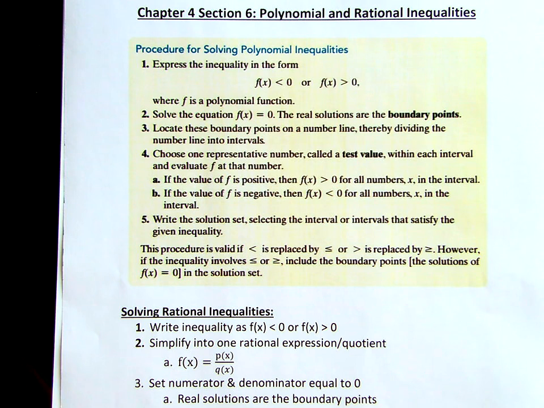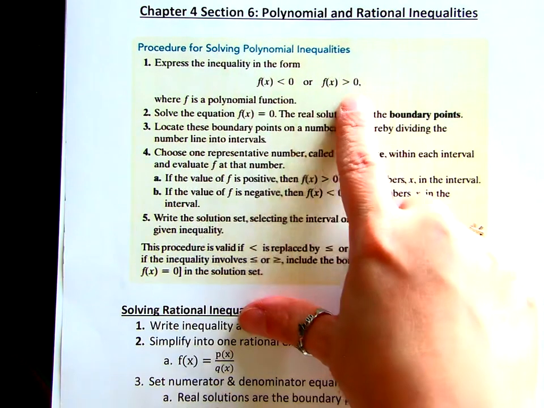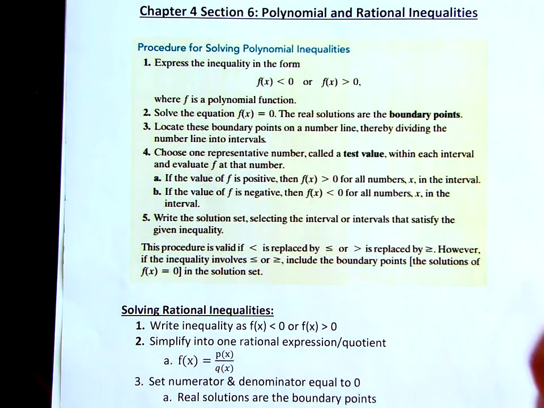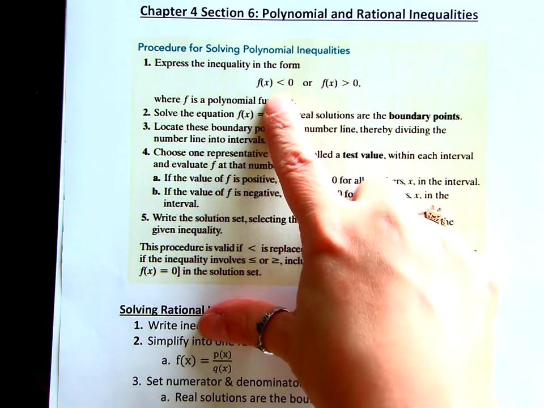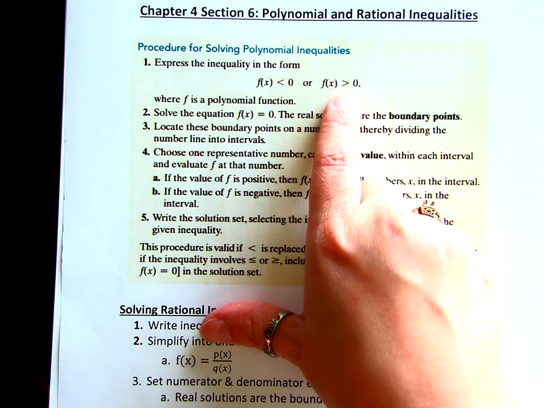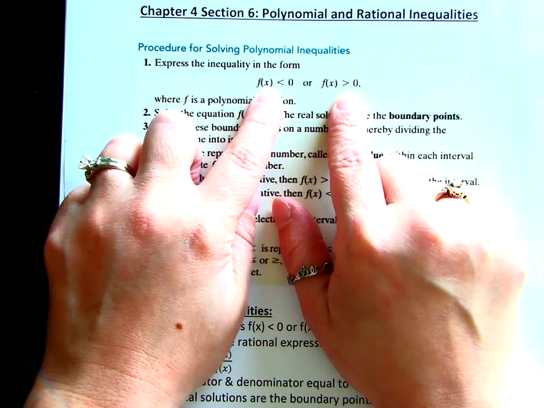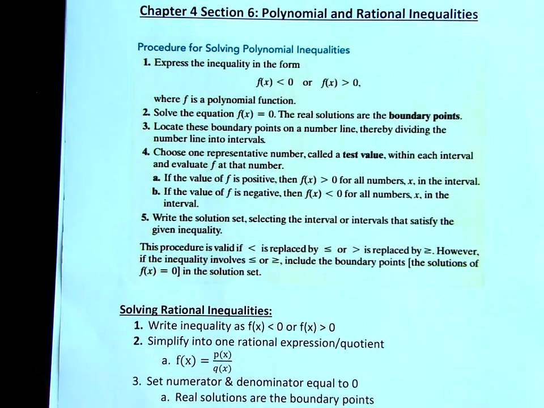Well, first thing you want to do is move everything to one side so that you have an inequality that's in terms of 0. So you have f of x is less than 0, or f of x is greater than 0, or f of x is less than or equal to 0, or f of x is greater than or equal to 0. Even though in here it only shows the less than or the greater than, if it has that equals to aspect, it works the same way. Okay? So get everything moved over.